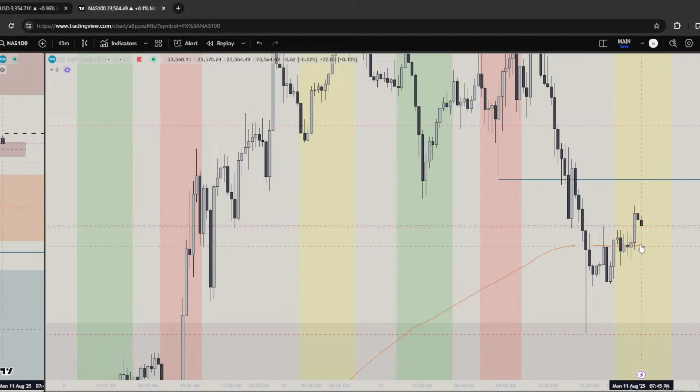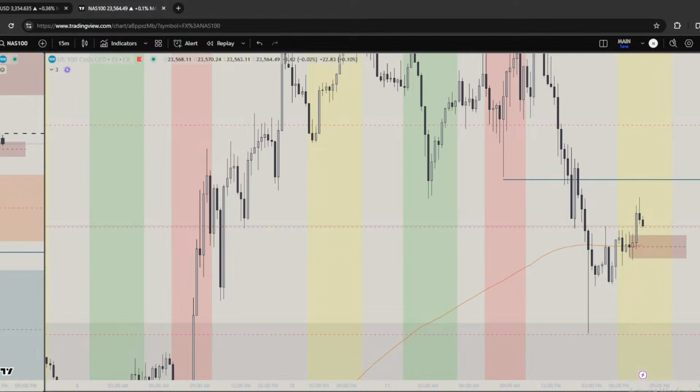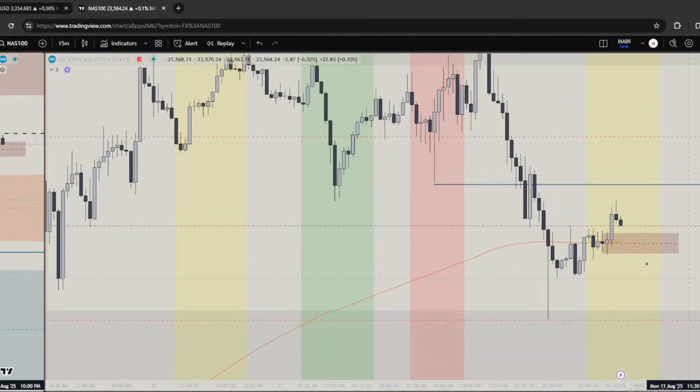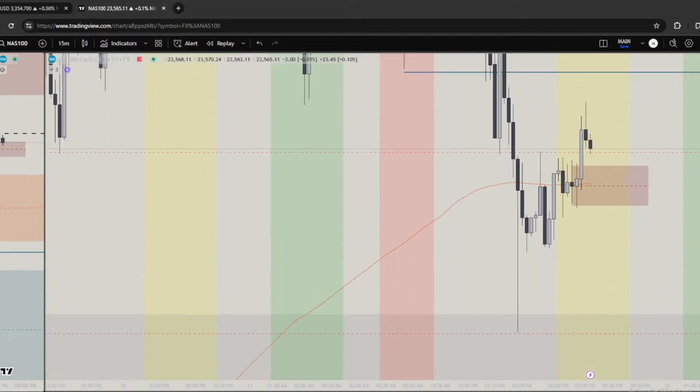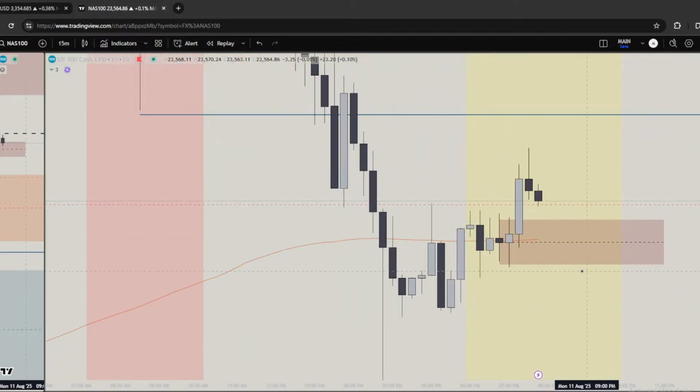That can come back down and retest here. It can either do that or respect this 50% of this quarter, which it's doing now. It's respecting this 50% of this quarter.